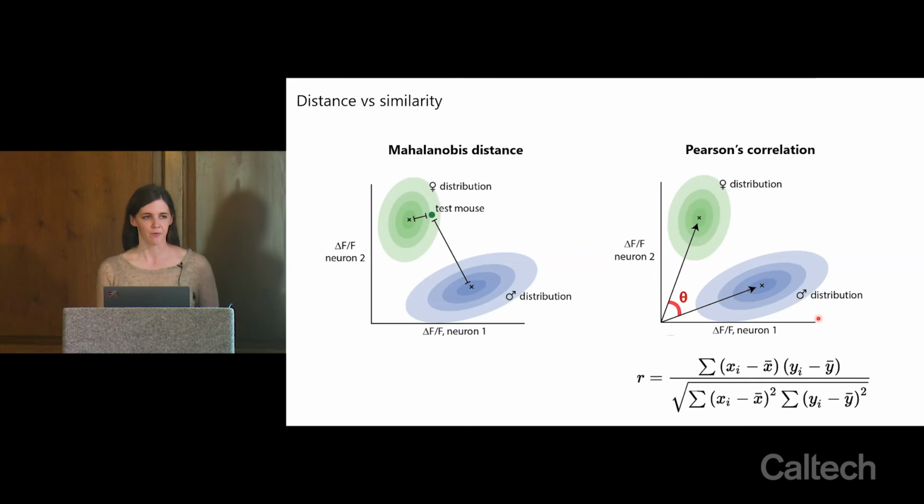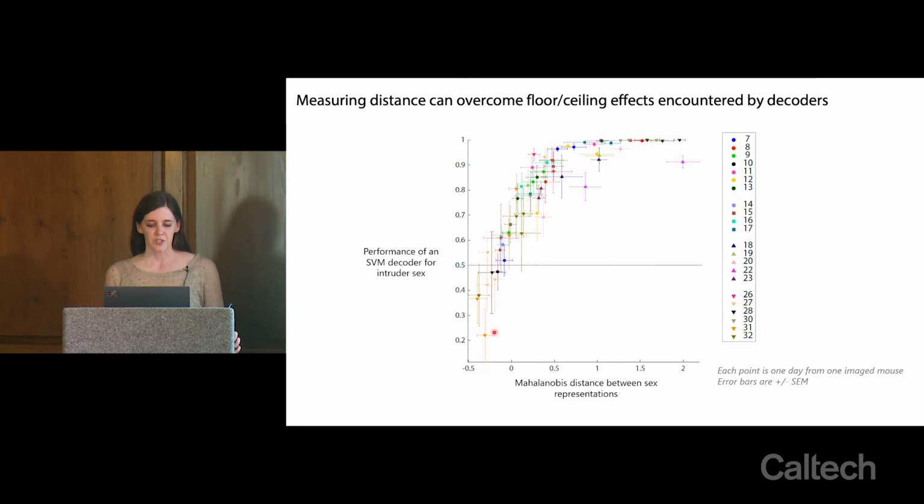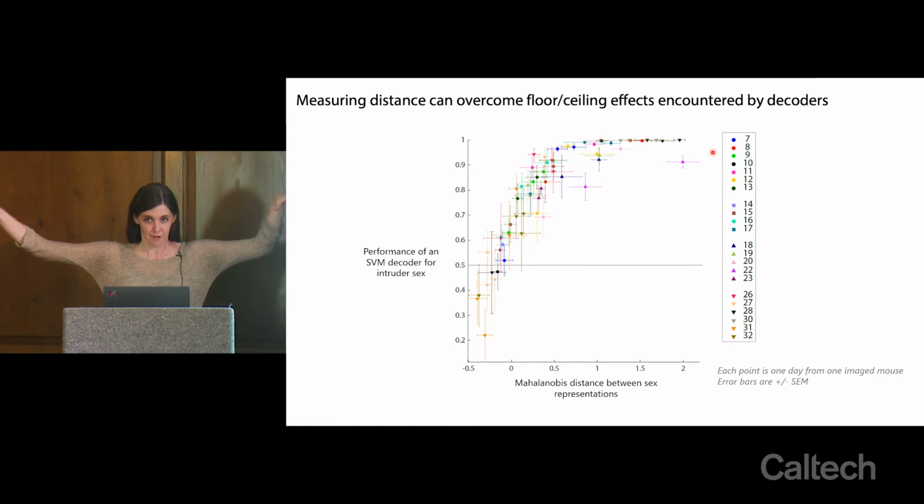So if we look at the Mahalanobis distance between males and females for different imaged animals, we see that it behaves a lot like a classifier for a certain range. As you are better able to distinguish males and females from each other, the Mahalanobis distance between males and females grows. But once you can perfectly distinguish males and females, your distributions of responses are very separate. You can further increase the Mahalanobis distance just by moving them further and further apart from each other, even when you're hitting perfect decoder accuracy.